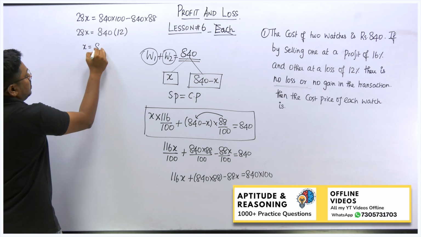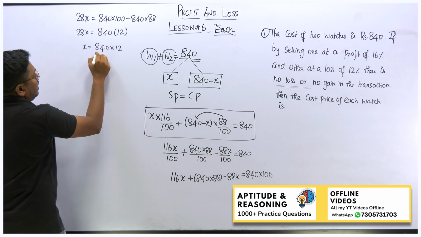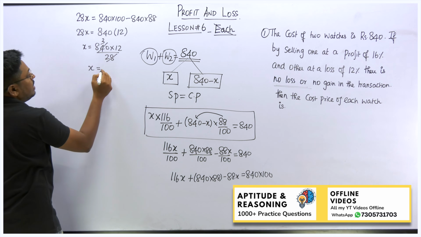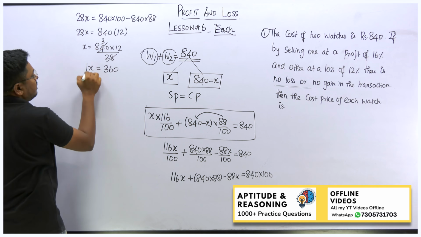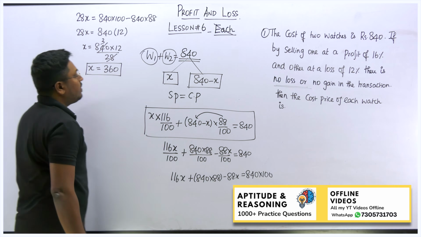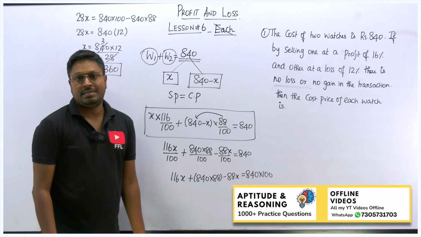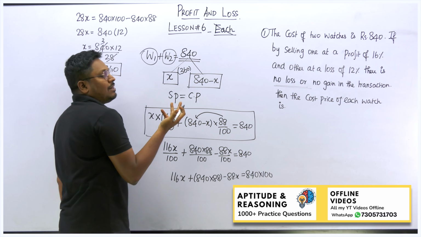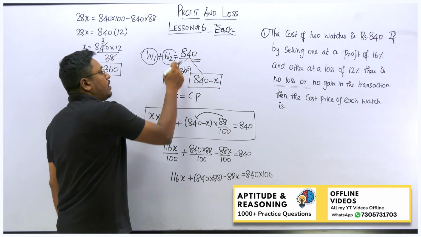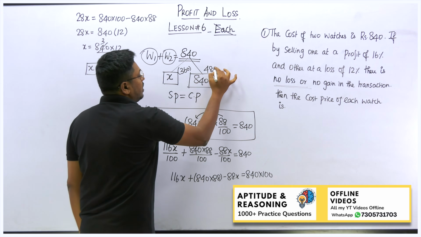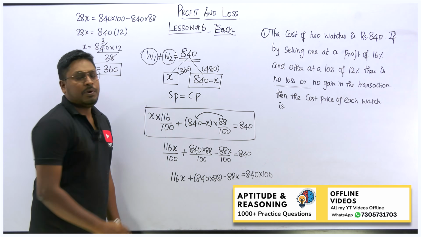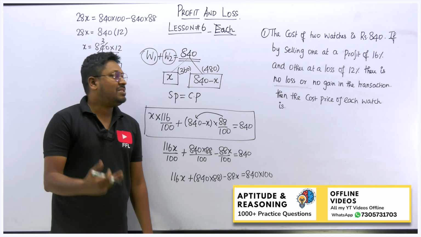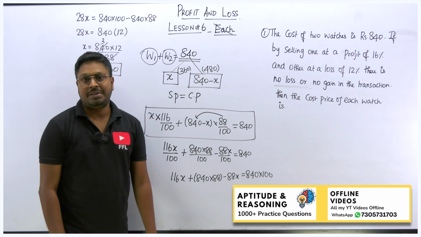So x is equal to 840 into 12 divided by 28. We can cancel 3 times. So x is equal to 360. Finally we got the value of x is equal to 360. What is the value 360? 360 will be the cost price of the first watch. What about the remaining second watch price? 840 minus 360, which will be 480. So 480 will be the second watch price. Our target is to find the cost price of each watch. So the first watch is 360 and the second watch is 480.